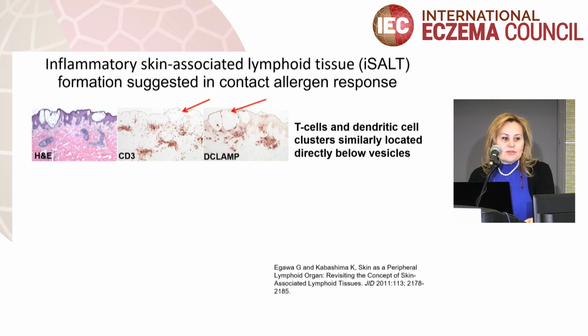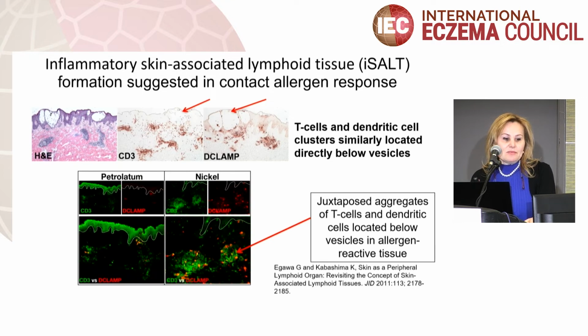And we also saw that under the vesicles, you could see these aggregates in which you saw T cells and dendritic cells, and we call them ISALT, similar to Kenji Kabashima's work in mice. And we also stained for them, really nice aggregates in which T cells and dendritic cells are exactly under the vesicle that is created by the allergen.